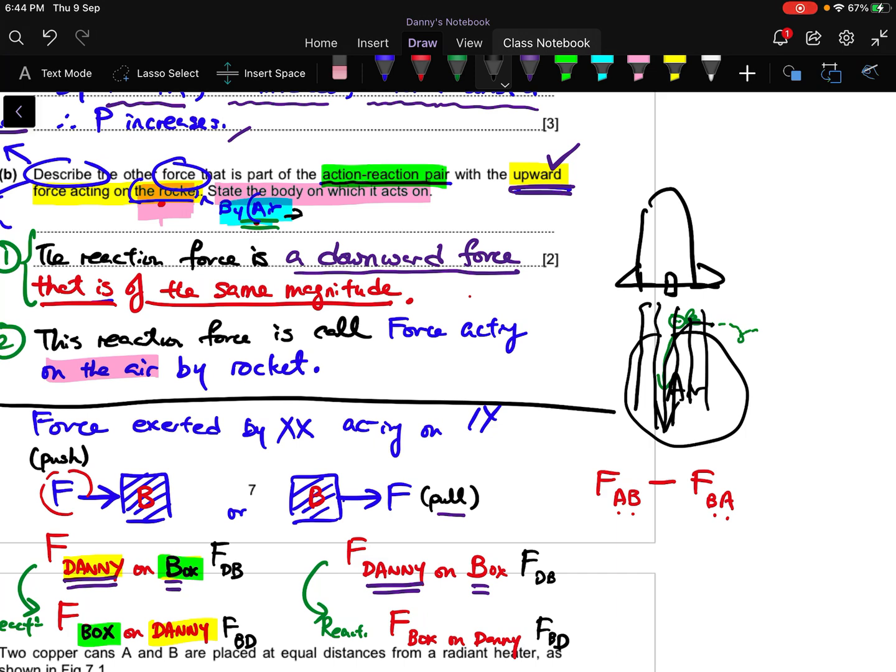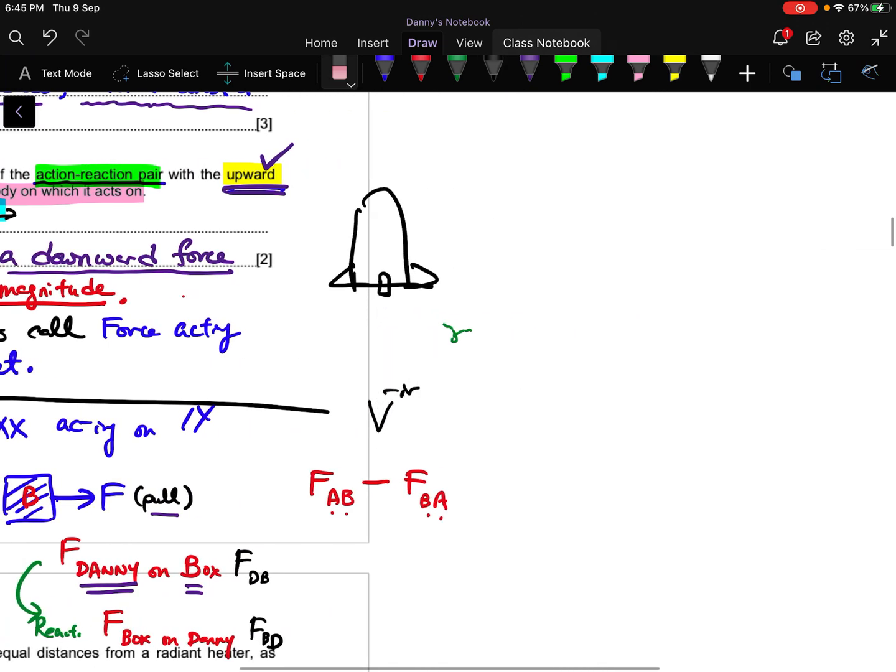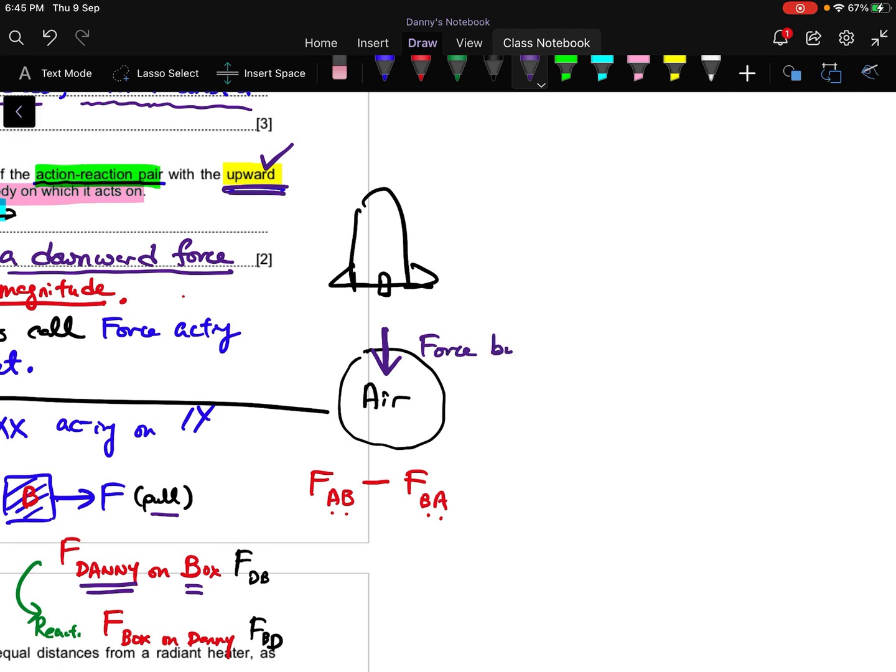So why did the air get pushed down? Because the rocket is pushing the air down. So that's why, if you were to draw the free body diagram, you have two free body diagrams. You have this air. The air will experience this force, the force by the rocket on the air. Then if you want to draw the free body diagram on the rocket, the rocket will also experience an upward force. This is the force by the air on the rocket.